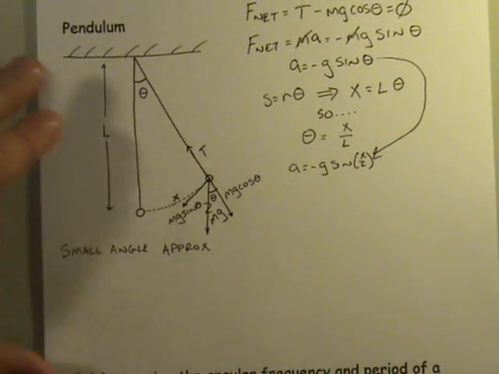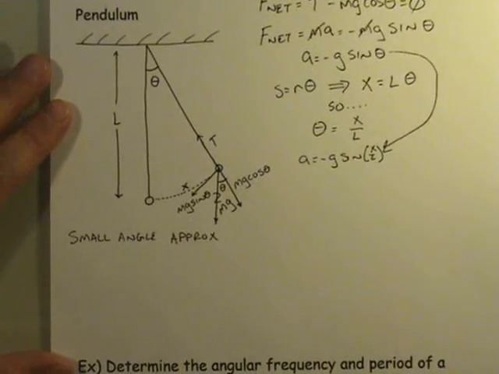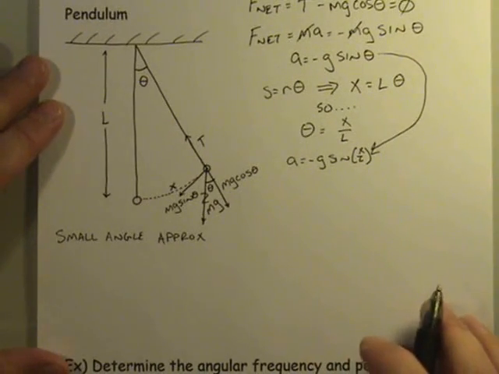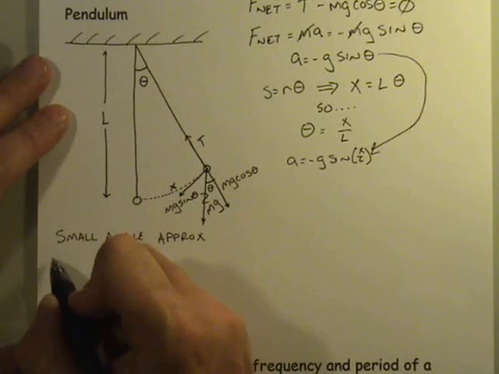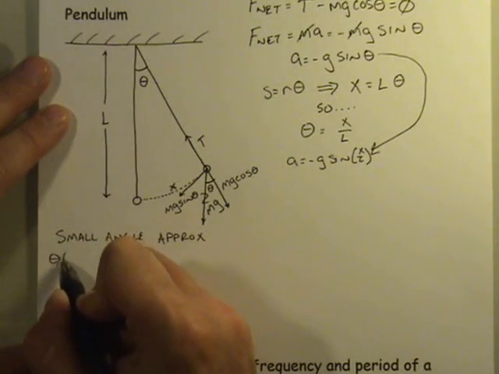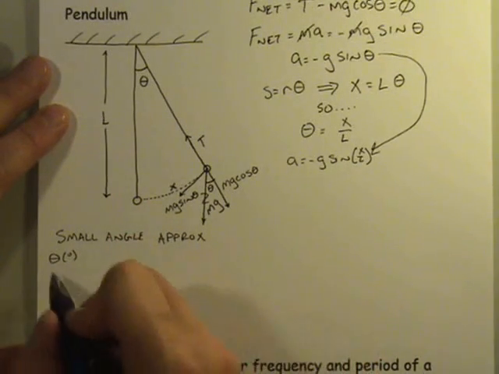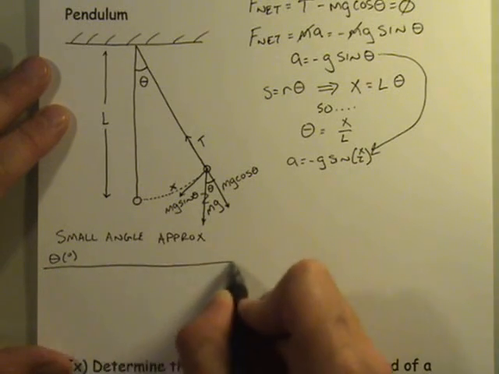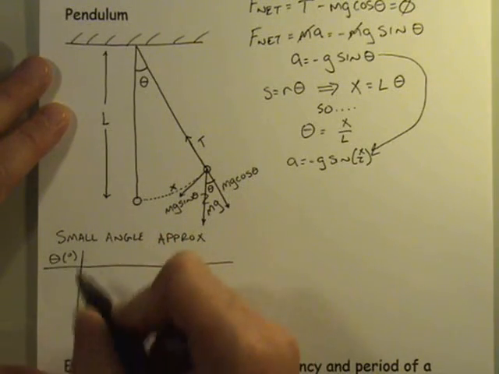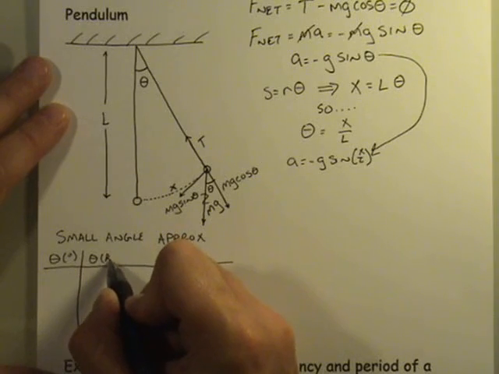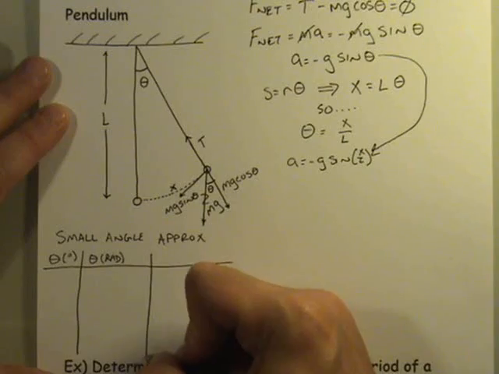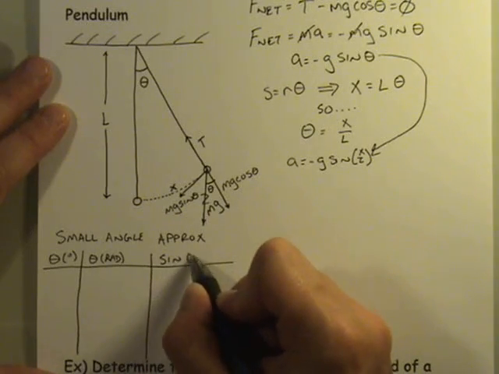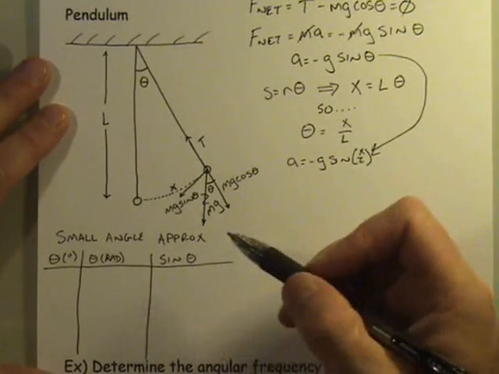So what we're going to do is we're going to make a little table, and we're going to look at how the angle compares to the value of the sine of the same angle. And so we're going to start with theta in degrees. We'll look at theta in radians, and we'll look at the sine of theta. And of course the sine of theta has no units.